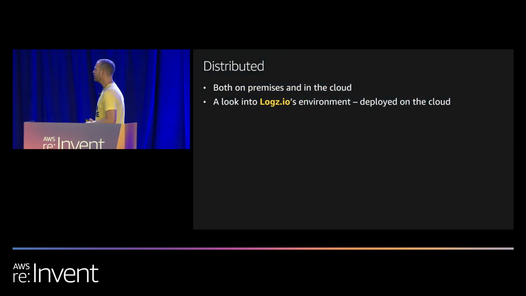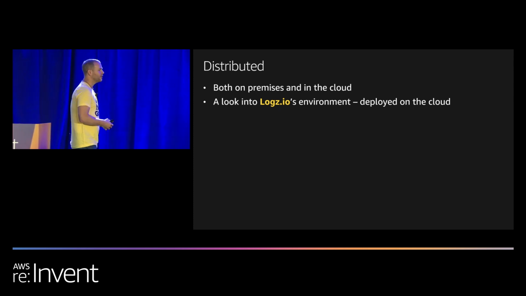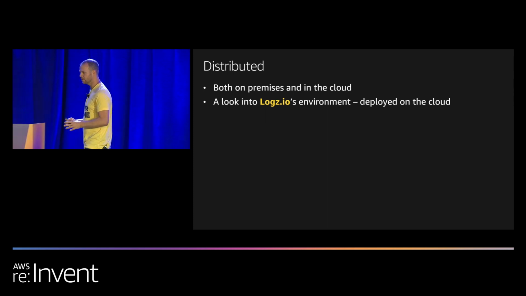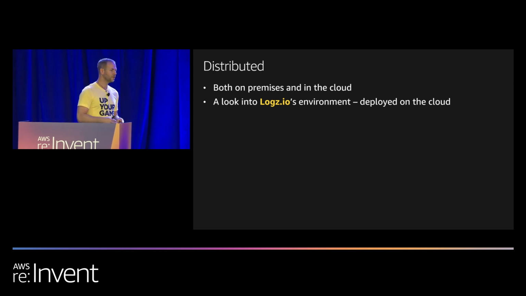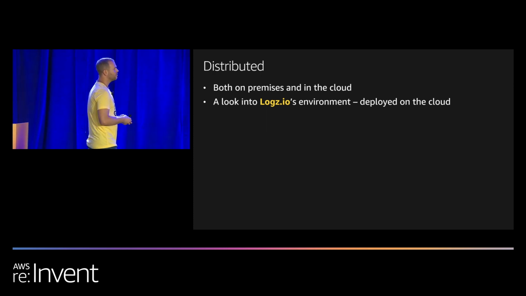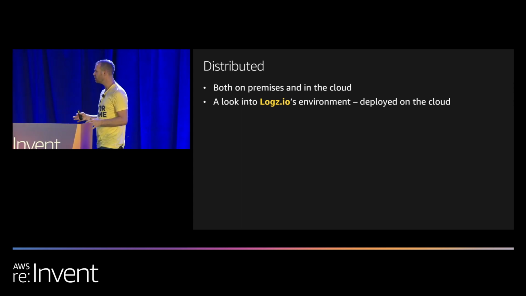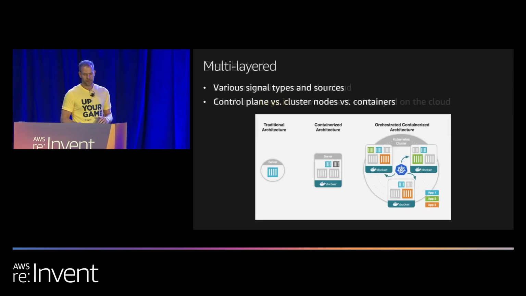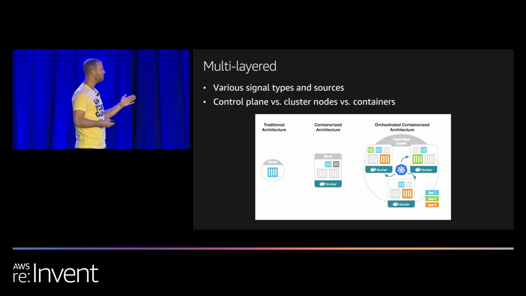The second nature of it and the challenge of it is that it's distributed. People run Kubernetes environments both on-premise and in the cloud. It's completely distributed, completely abstracted from everything that we do. If you look into our environment, we're deployed both on AWS and on Azure. We have 7 regions on AWS and 5 regions on Azure. We coordinate all of it, and it's a completely distributed environment, and data flows between these completely transparently.